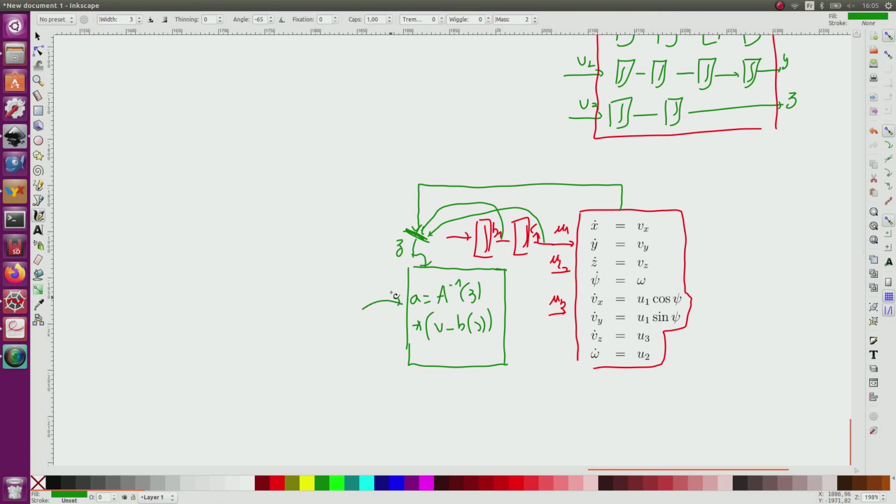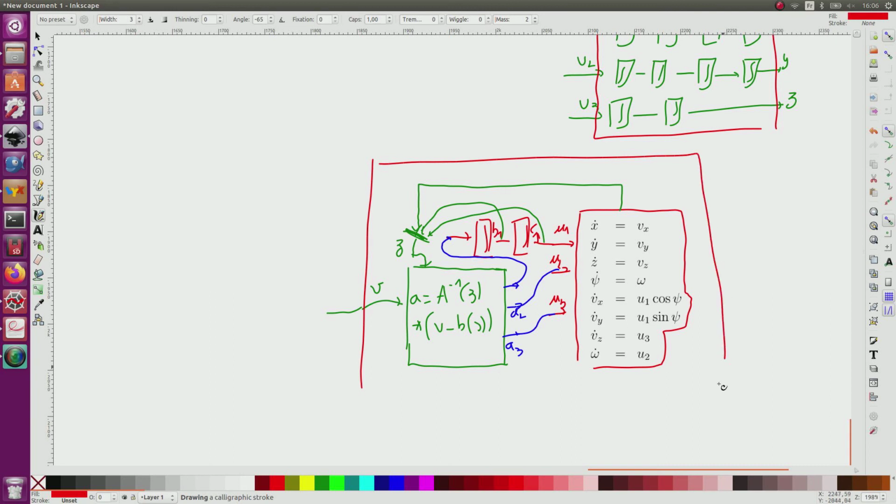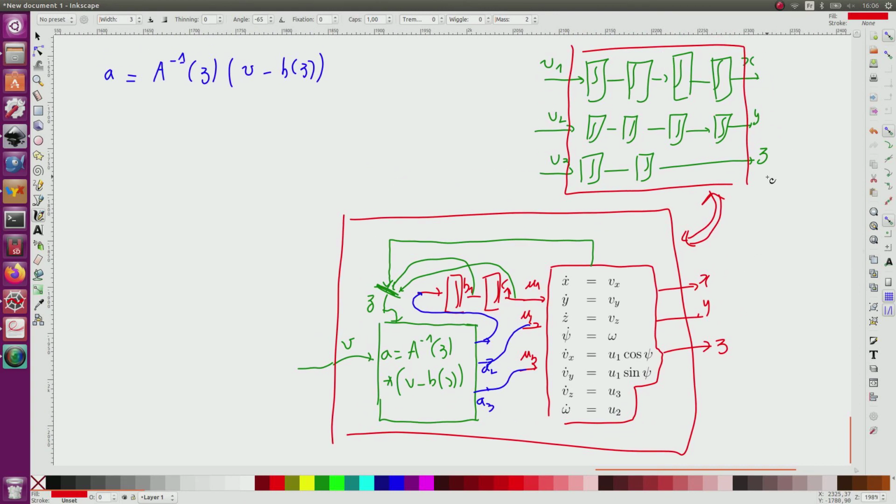I have for this system an input V, and this will produce the outputs A1, A2, A3. A3 corresponds to U3, A2 to U2, and this one goes to the first integrator. This whole system here and this system are equivalent. So the output here is X, Y, and Z. They are both equivalent. So now I will find a method to control this first system, and I will apply it to the other one.